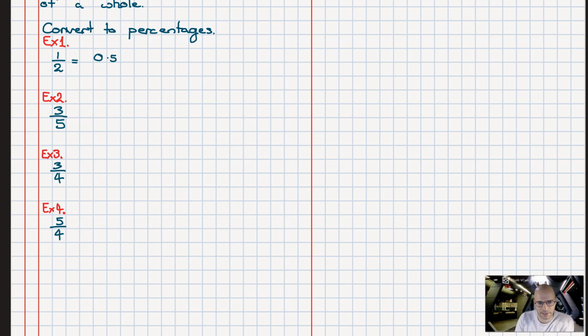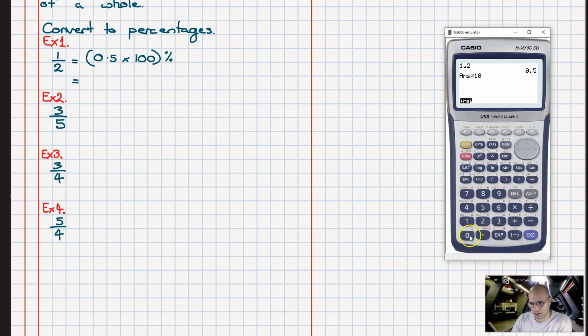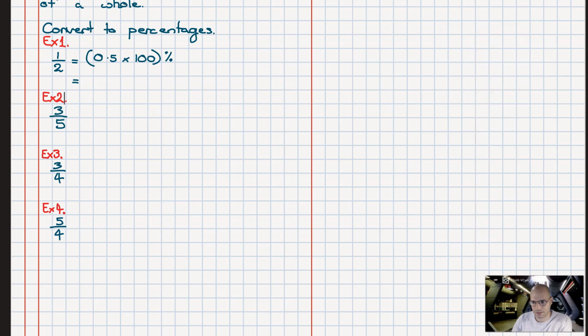0.5. Now, the next step is I'm going to go times 100, and then put a percentage sign at the back of it. Therefore we get 50%. So to convert a fraction to a percentage, we simply put the fraction in our calculator to change it into a decimal, then we multiply it by 100% and we stick this percentage sign at the very end. The percentage sign is very important because what it represents is it's not the number 50, but rather it's 50%.